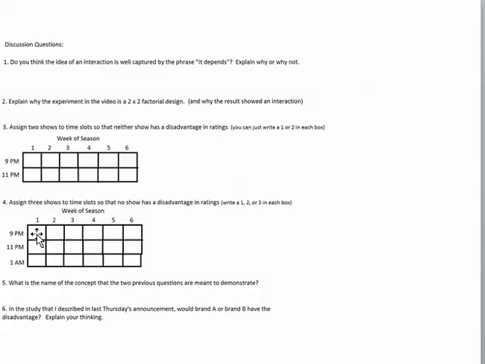Here you can do whatever order you want. You could do 3, 1, 2, 2, 1, 3, 1, 2, 3, and so on, as long as in each column, one box has a 1, one box has a 2, one box has a 3 for the 3 shows. And just let me know if you have any questions.